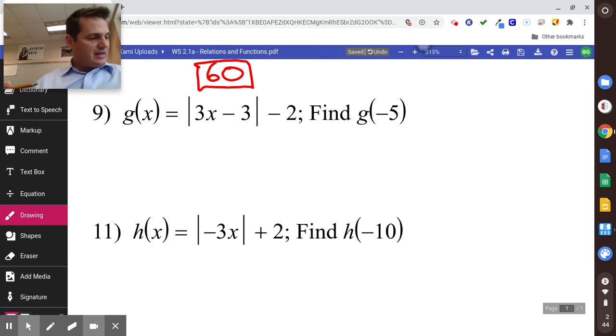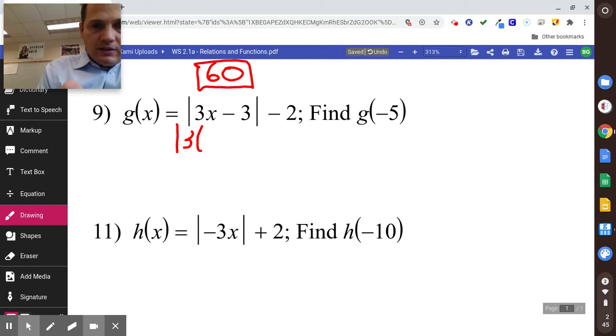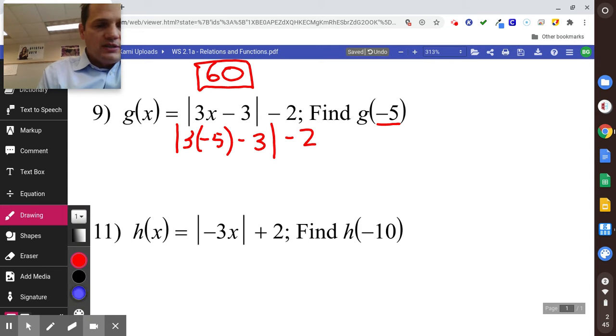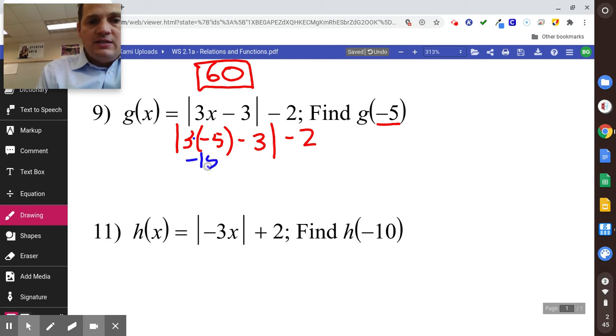Number 9 has an absolute value in it. Okay, absolute value kind of works like parentheses. So we've got absolute value of 3 times, we're plugging in this negative 5, minus 3, close your absolute value, and minus 2. So the absolute value bars act like parentheses. So let's do what's inside the parentheses first. 3 times negative 5 is negative 15. And we've got minus 3, negative 15 minus 3. Those are both negatives in my book. So they combine, they add together, and you get negative 18.